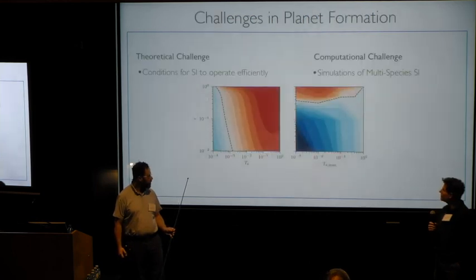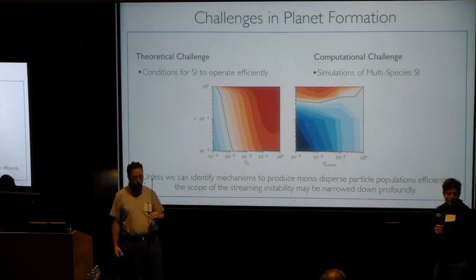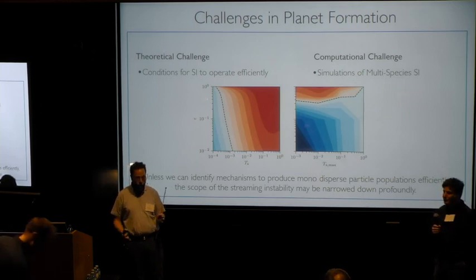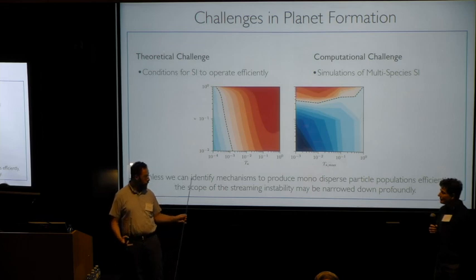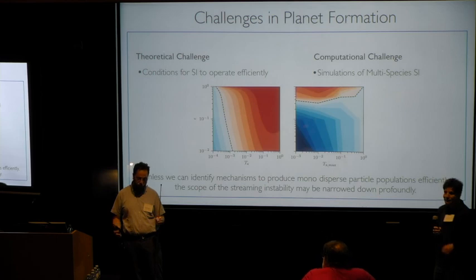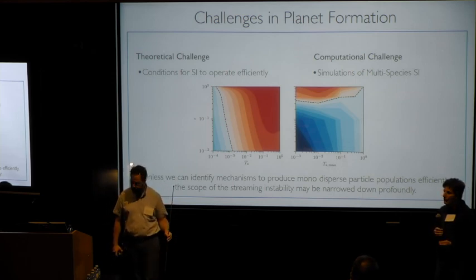Okay. So the last statement is the take-home message: unless you can find a way to produce monodispersed particle populations, which is what has been assumed all the time, perhaps without too much justification, the scope of the streaming instability as we know it is going to be narrowed down profoundly. Because if we need to account for particle distributions, which I think most people would argue is the way to go, given the observations we now have access to, then we have to think about this problem in new terms. Thank you again.